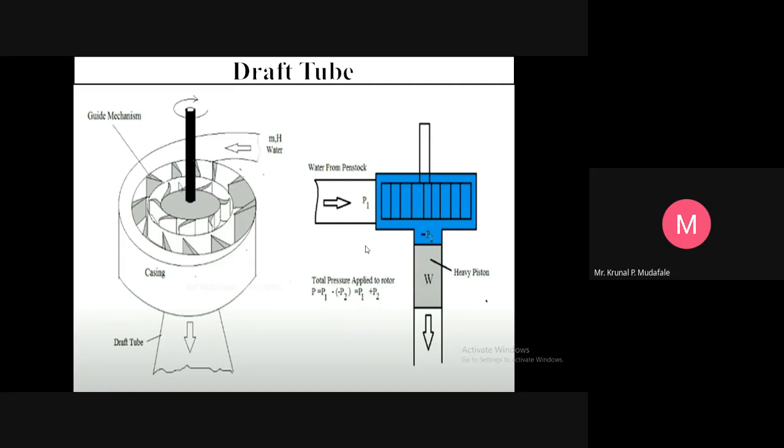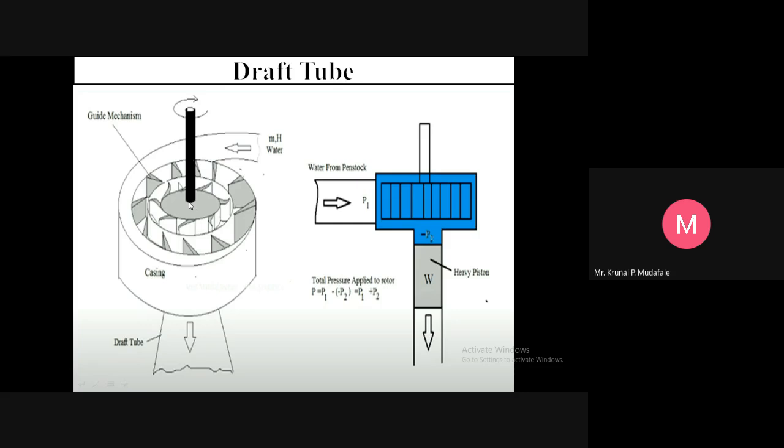That is called the draft tube. In this diagram you can see that the shaft is moving in the clockwise direction, so that the water flows inside the turbine through the guide mechanism and the runner mechanism with the casing, and then it moves in the downward direction. The Kaplan turbine as well as the Francis turbine both have the draft tube.